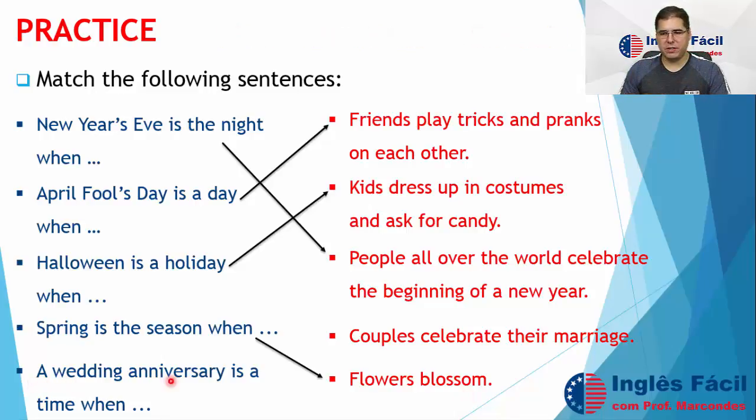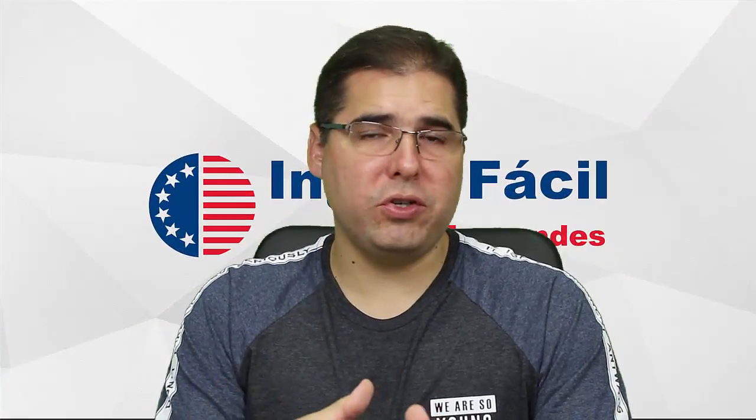So a wedding anniversary is a time when, so wedding anniversary, for example, if you got married on, let's say, the 15th of July, so every year on the 15th of July, it's your wedding anniversary, okay? So it means it's been another year since your wedding. So it's common for couples and for people in general to celebrate this anniversary, right? So a wedding anniversary is a time when couples celebrate their marriage.